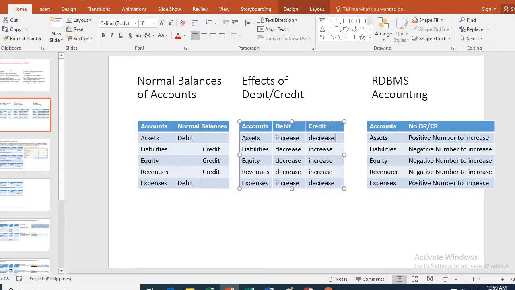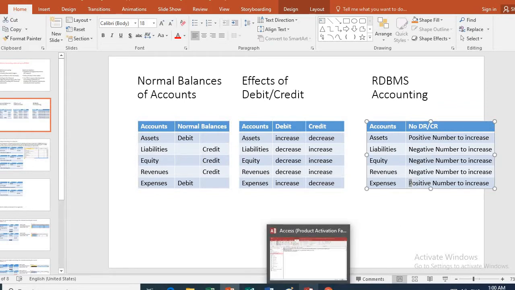But in an RDBMS setup, relational database management system accounting. By the way, we have Oracle, SQL Server, MySQL, and in our case, MS Access. So in an RDBMS accounting, all we need to do is to increase an account with a normal debit balance. We need just to enter a positive number, right? And if it's a credit balance, for example, liabilities, equity, and revenues, negative. Expenses, debit balance, enter positive.